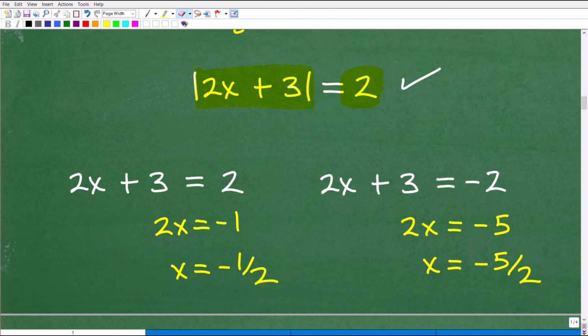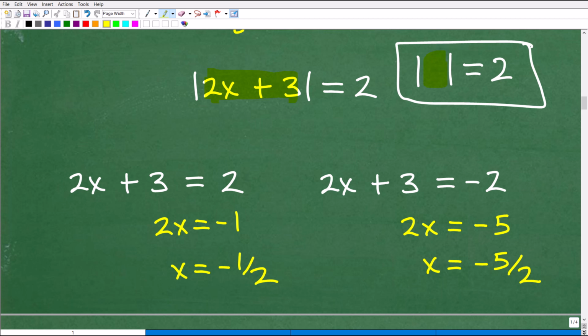Basically, we're ready to set up 2 equations, but let's just think about this real quick. What this is saying is this: the absolute value of this thing, 2x plus 3, is equal to 2. So if I give you a little question here, let's do it like this. The absolute value of something is equal to 2. We don't even need to put a variable in there.